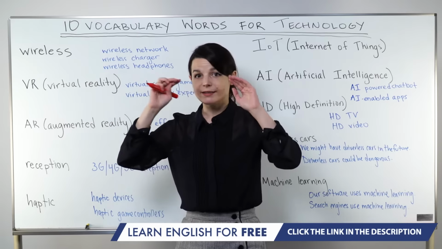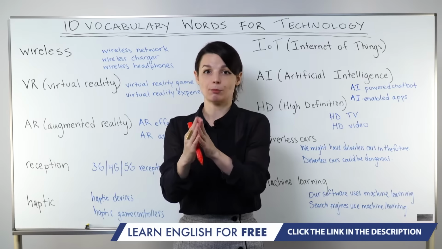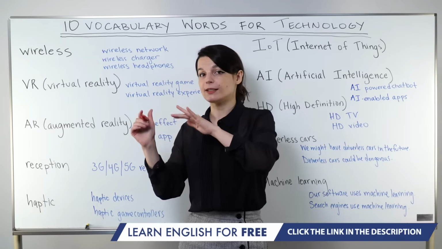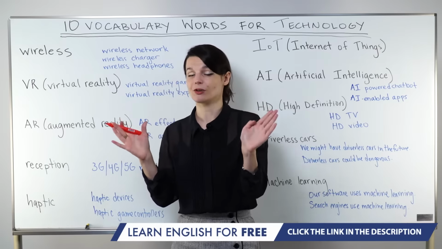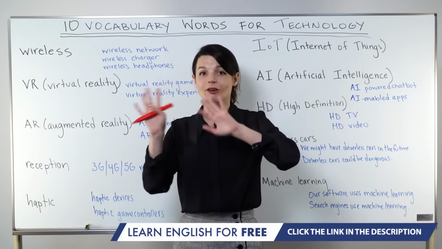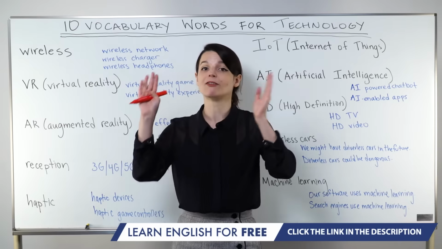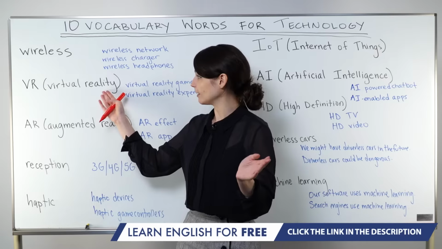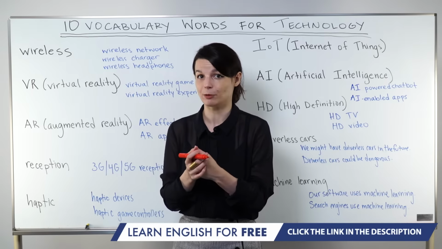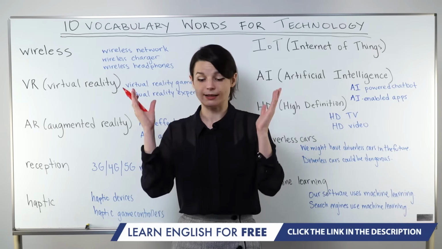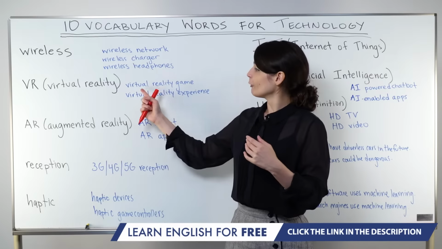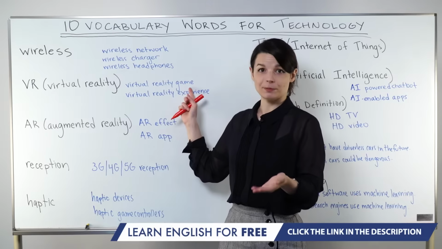Virtual means something that's inside a computer, or it's an environment, a type of space that's 100% created by a computer. So it is a virtual version, a computer version of real life. Reality refers to the real world, our real life environment. So virtual reality is a computer world, essentially. So we have virtual reality games, for example.